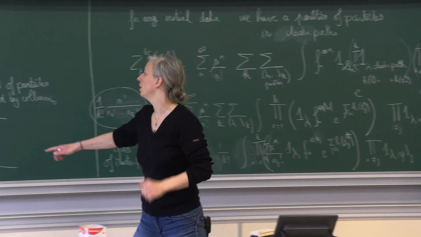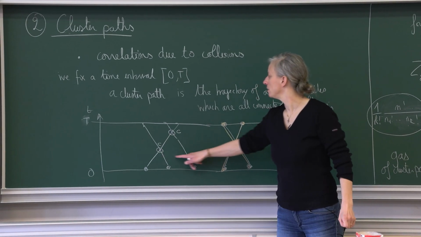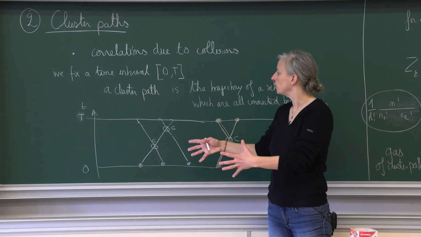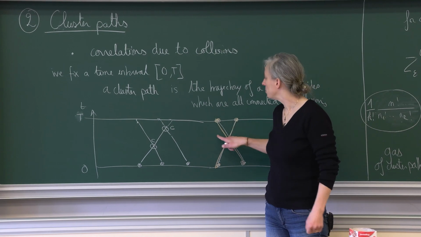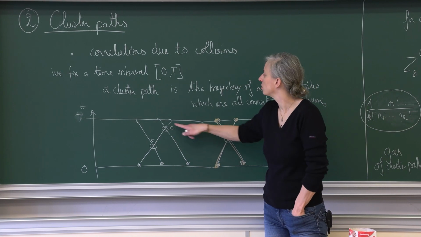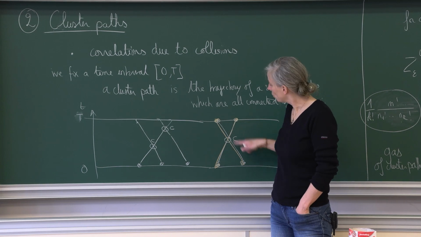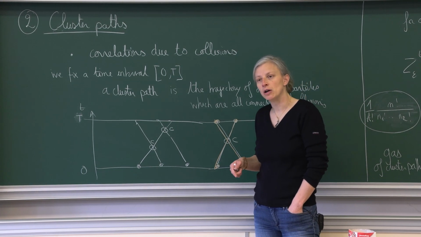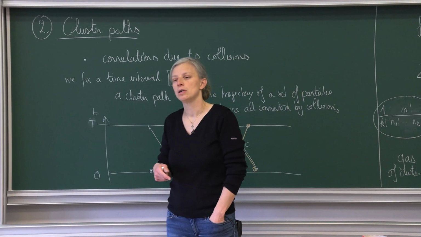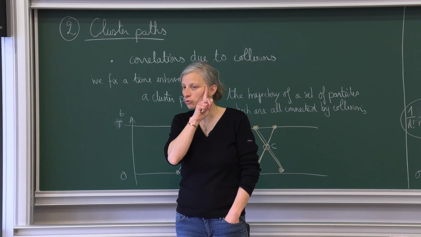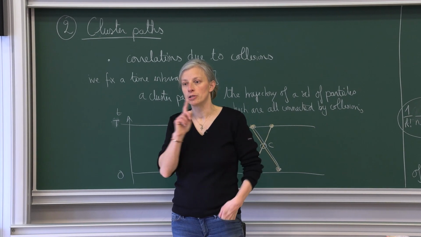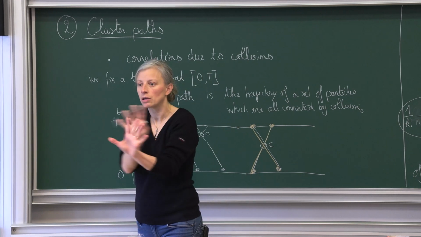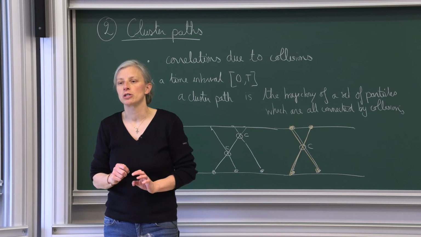No, this is because I really define this cluster path as being connected components. This means that if these are connected components, then this other cluster path has to be at a distance at least. So it's really a dynamical exclusion. It's different from the static exclusion at time 0. It's really the fact that you cannot superpose these trajectories.